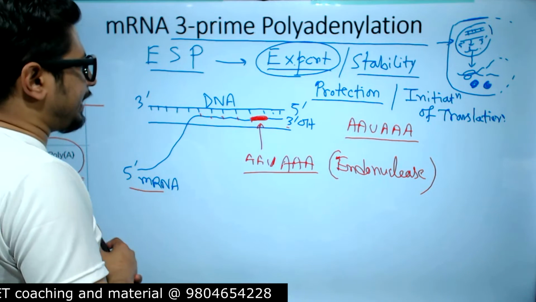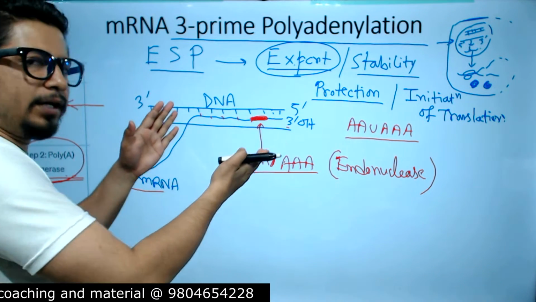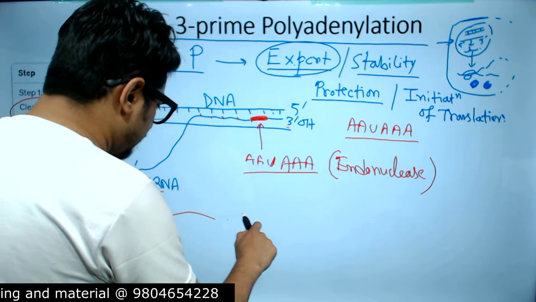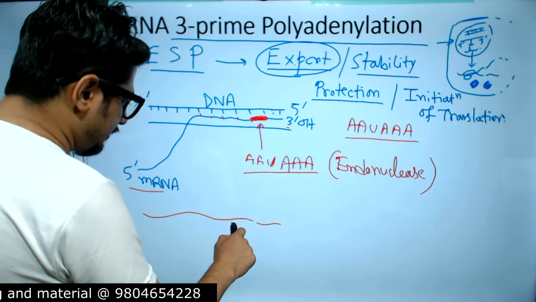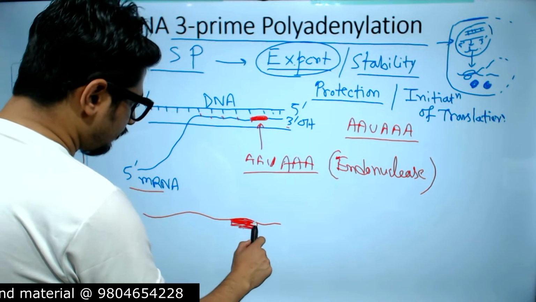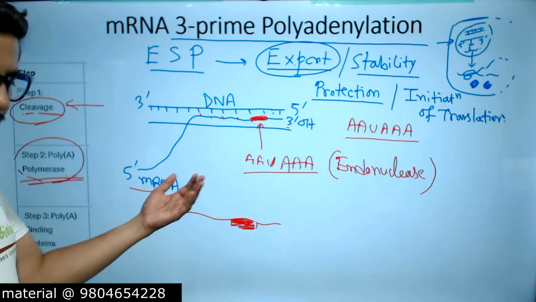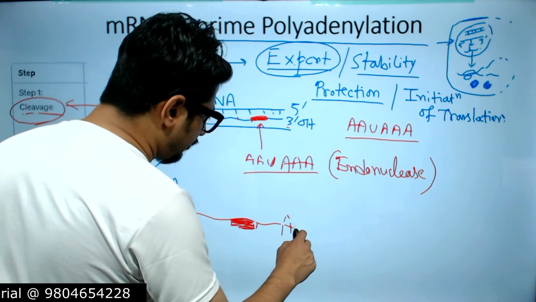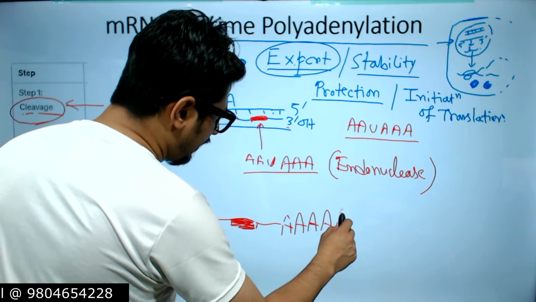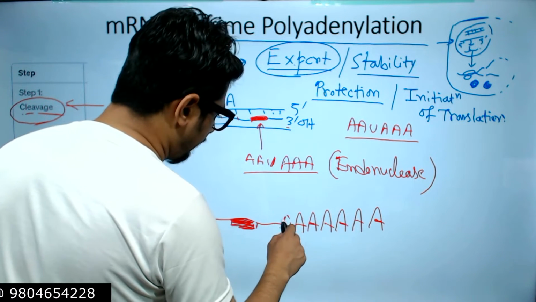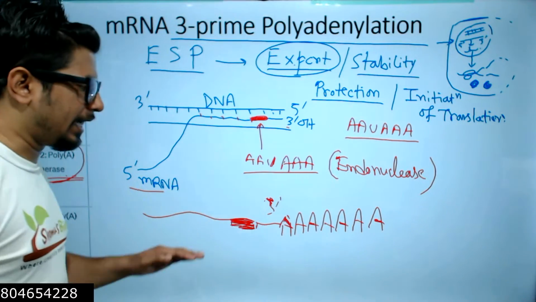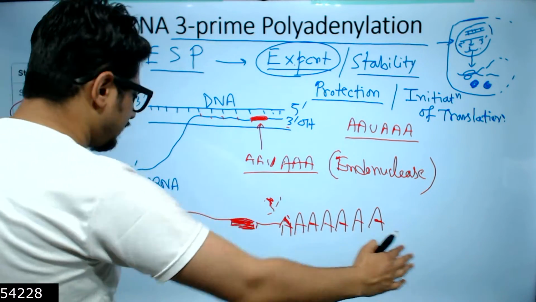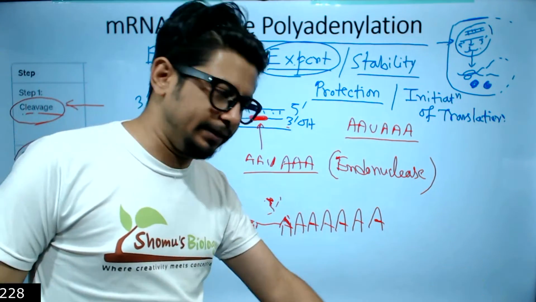After they cleave this area, the mRNA is now free from the DNA duplex complex here. Let's imagine this is the mRNA, and this is the location which we detected here, AAA. And here comes the poly A polymerase, which continues to add multiple adenines at the 3 prime end. So this is the 3 prime end, and multiple A's are attached to it. That is done here.